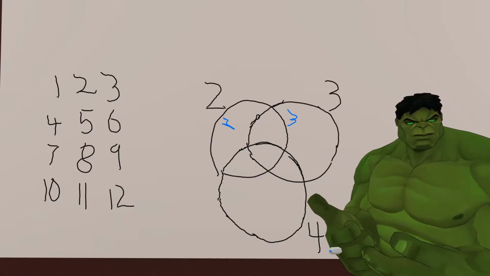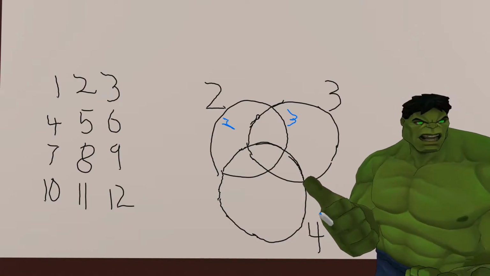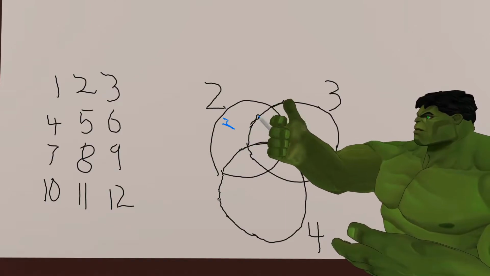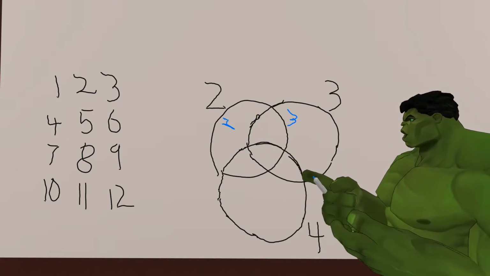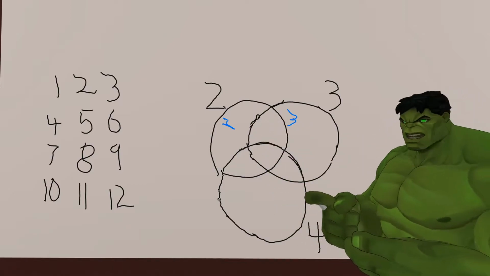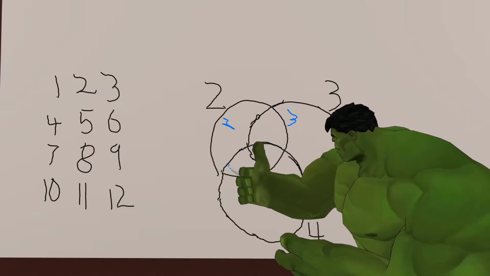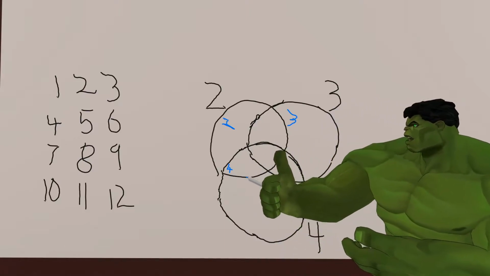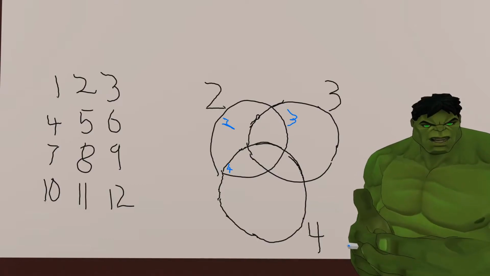Number 4, well, that one's also obvious. 4 is clearly a factor of 4. However, 2 is also a factor of 4. So we're going to write the 4 in both the 4 circle and the 2 circle. So 4 is going to go here, because it's in both these circles, but not this circle.